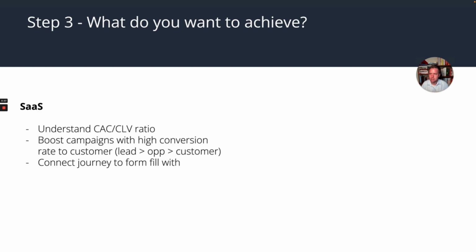For SaaS, it is understanding the CAC to CLV ratio. It's boosting campaigns with a high conversion rate to customers, meaning understanding the flow of lead to opportunity to customer, instead of optimizing for a number of leads. Instead of just a quantitative measure, you also want to have a qualitative measure in there to really see who becomes a customer.